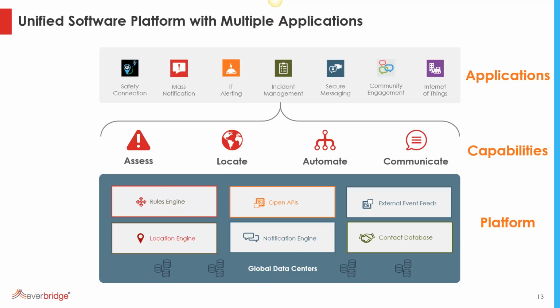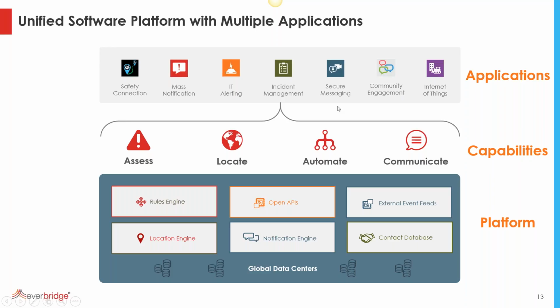Before we go through the timelines, though, I want to give you a high-level view of the Everbridge platform. The Everbridge platform has a lot of shared services. Services like our location engine, our notification engine, our rules engine, and then we have some products sitting on top that leverage these shared services. We have product lines called Safety Connection, Mass Notification, IT Alerting, etc. These products are focused on life safety. Some of them are focused on operational use cases like IT Alerting. Some of them are focused on community engagement and communicating to transient populations, etc.